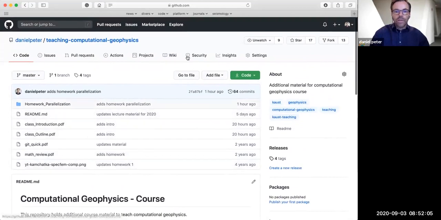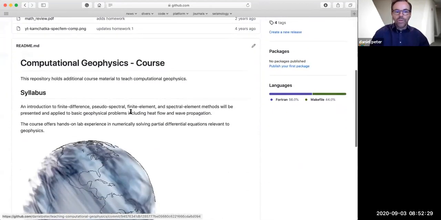So if you don't have an account, just make an account on GitHub. It's easy to do. You can then either fork this repository, so you have it under your own account, or you just clone it, whatever you prefer.